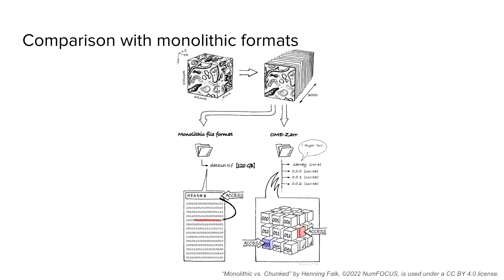Versus with OME-ZARR, the array metadata is read once up top, and then anytime you need to access the individual chunks, you can do so directly. A key piece here is that this file, in this example, is 120 gigabytes, and this directory or object store is made up of much smaller pieces that can independently be accessed directly.